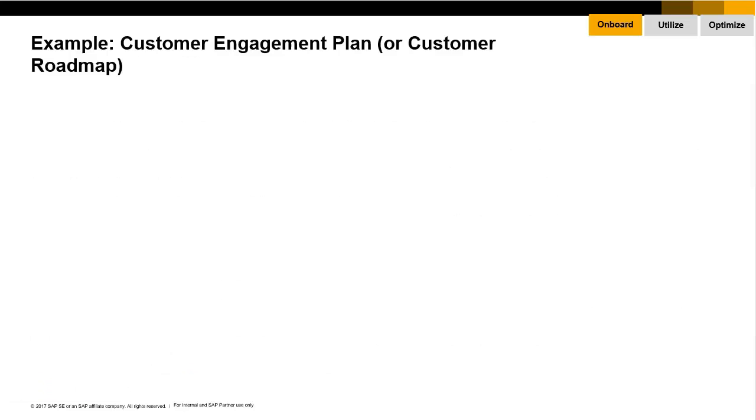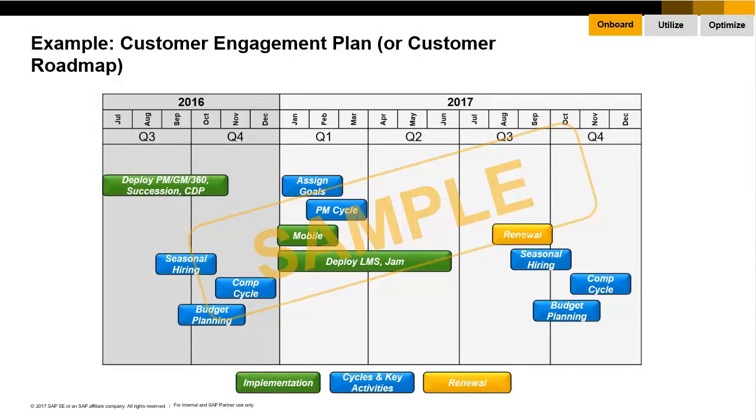Here's an example customer roadmap. You'll need to work with the customer to build this out with their specific details as well as items that you want to proactively introduce. Discuss the overall timelines and important items to consider, like releases and how they will impact activities.